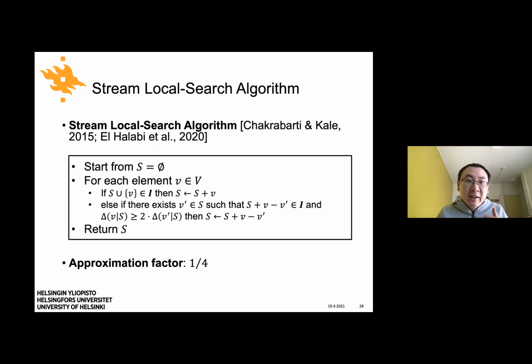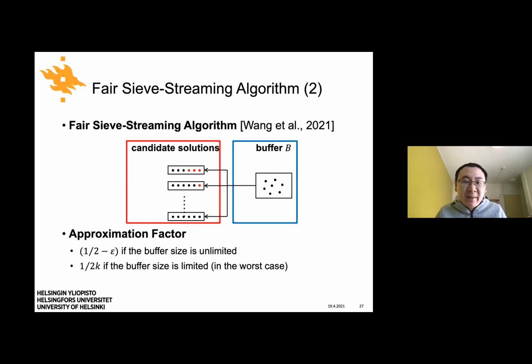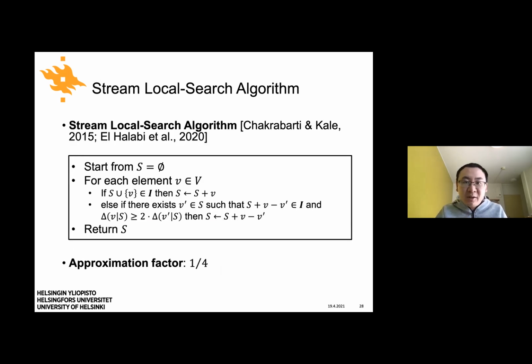The benefit of the stream local search algorithm is that it always achieves a constant approximation ratio of 1/4 in any case, and it does not need to maintain a buffer. So the space complexity of the stream local search algorithm is smaller, but compared with the fair safe streaming algorithm, it will achieve a lower approximation factor, where the approximation factor of the fair safe streaming algorithm is 1/2 minus epsilon, but the stream local search algorithm only achieves an approximation factor of 1/4.